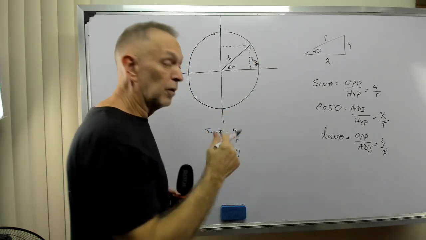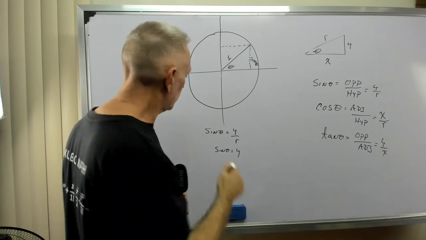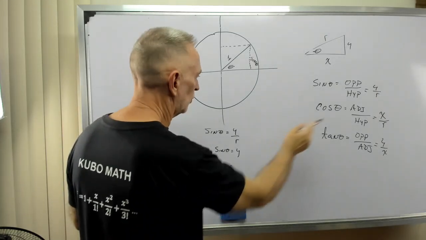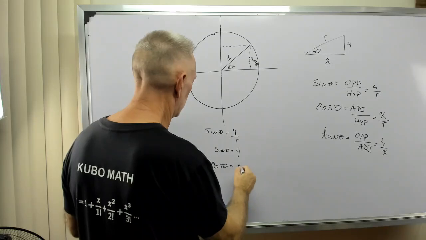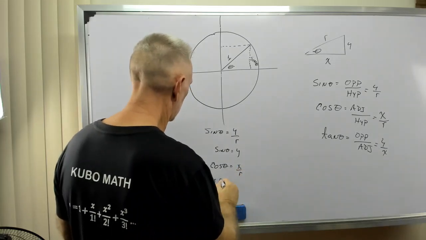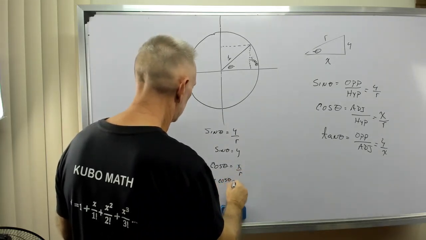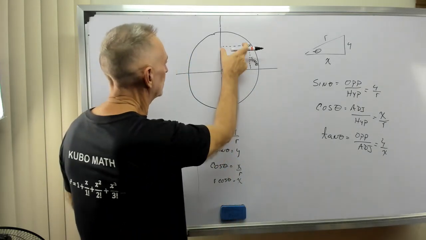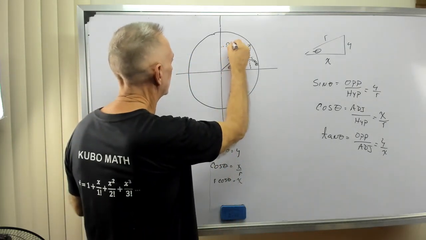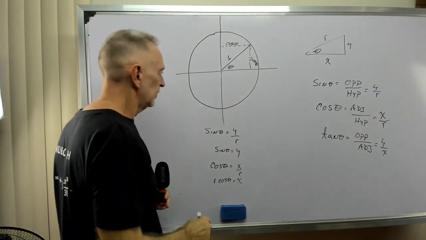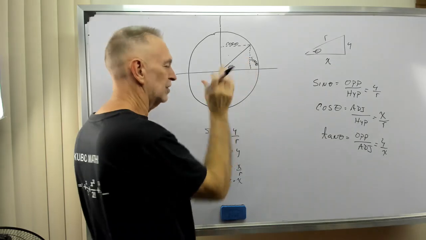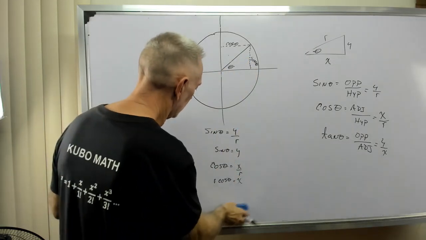You can similarly do the same thing with cosine. Cosine theta equals what? It equals x over r. So r cosine theta equals x. So this distance here would be cosine theta. Again, it's because a unit circle has a radius of 1. All right.